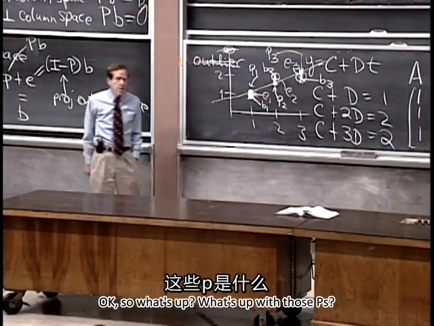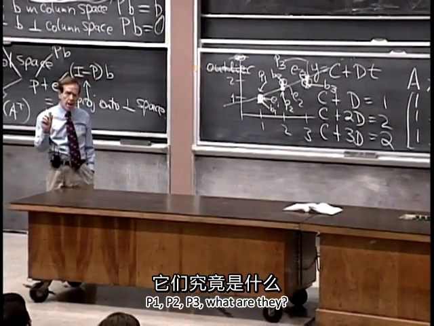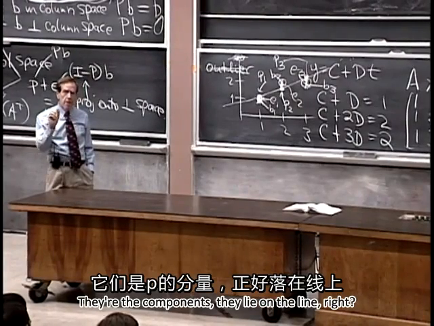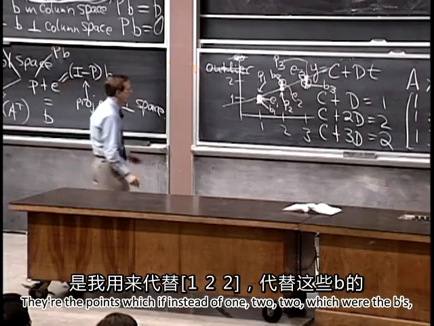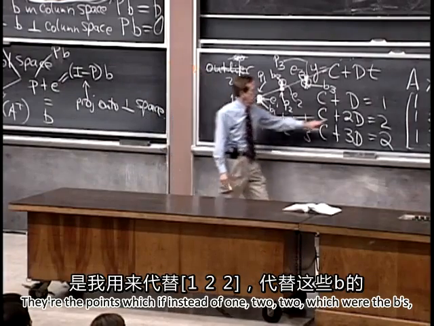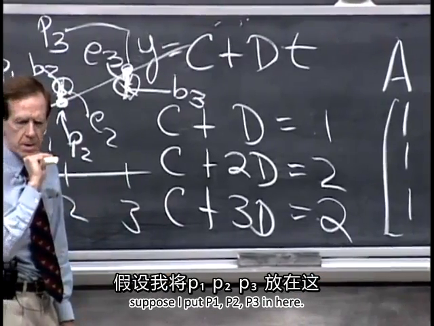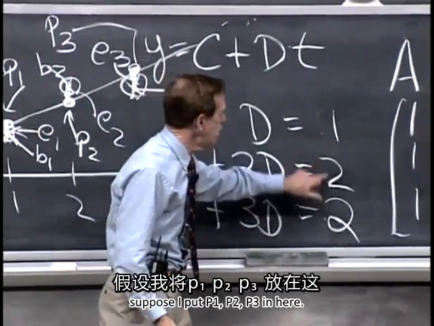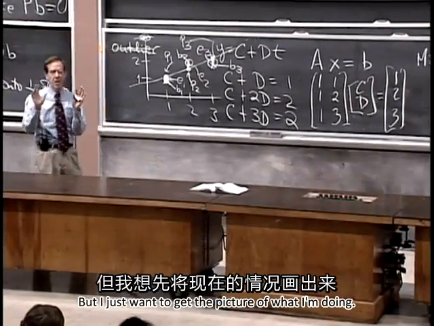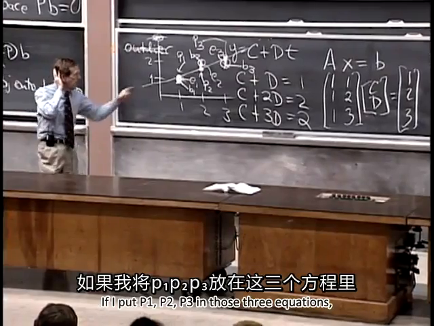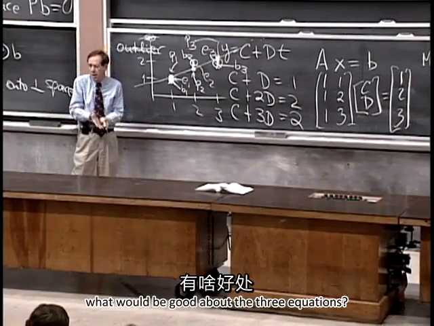Okay, so what's up with those P's? P1, P2, P3, what are they? They're the components. They lie on the line, right? They're the points which, if instead of 1, 2, 2, which were the B's, suppose I put P1, P2, P3 in here. I'll figure out in a minute what those numbers are, but I just want to get the picture of what I'm doing. If I put P1, P2, P3 in those three equations, what would be good about the three equations?